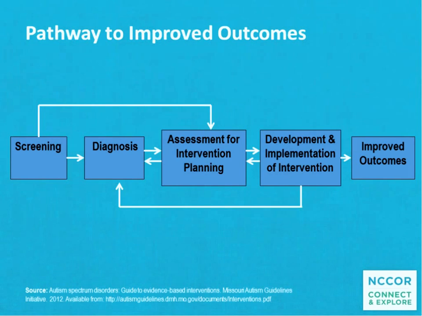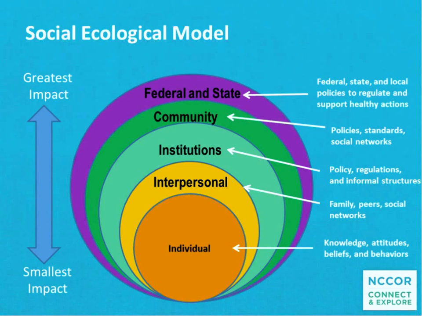For example, many people consider the pathway to improved outcome beginning with screening, diagnosis, assessment, the development and implementation of an intervention which feeds back on the diagnosis and then improves outcomes. This particular pathway was developed for asthma spectrum disorders. But I think we all understand how much more complicated this is, and that we need to move beyond the individual focus to focus more on policy and environmental changes in institutions, communities, and federal and state programs.